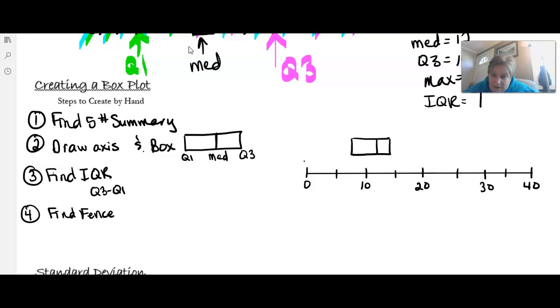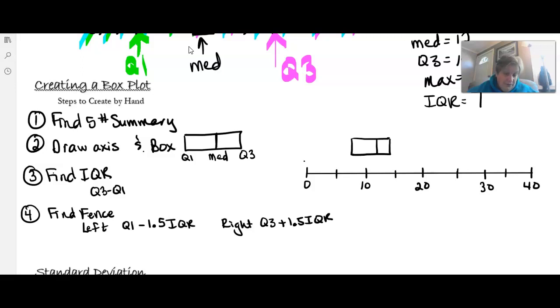Okay, so the way we calculate fences is the left fence is quarter 1 minus 1.5 times the IQR. And the right fence is quarter 3 plus 1.5 times the IQR. The textbook explains why it's 1.5. Well, it's 1.5 because 1 was too small and 2 was too big. And that's literally how statisticians figured it out.